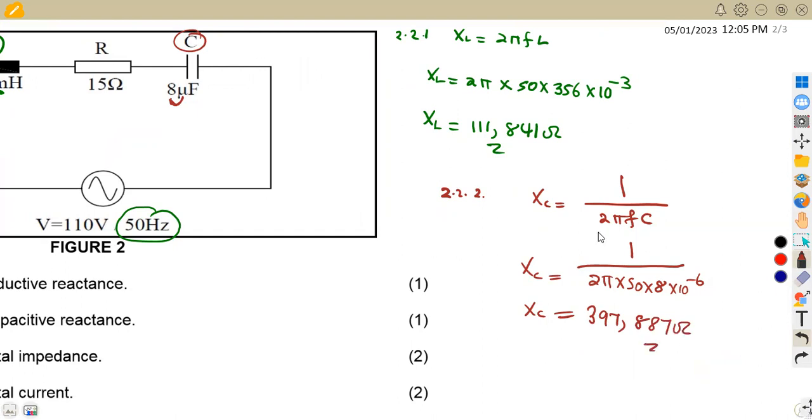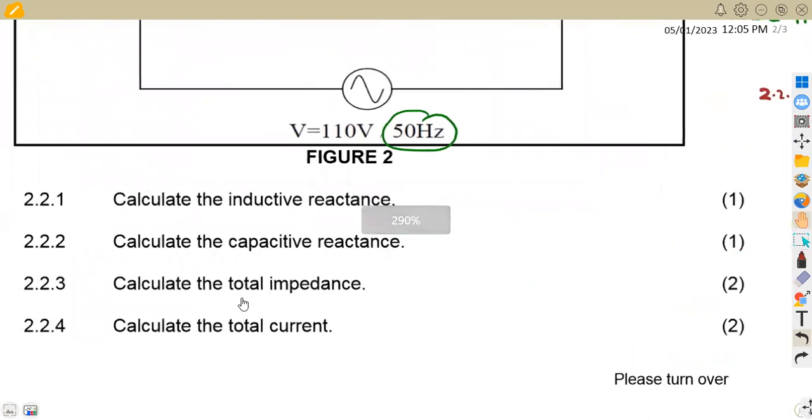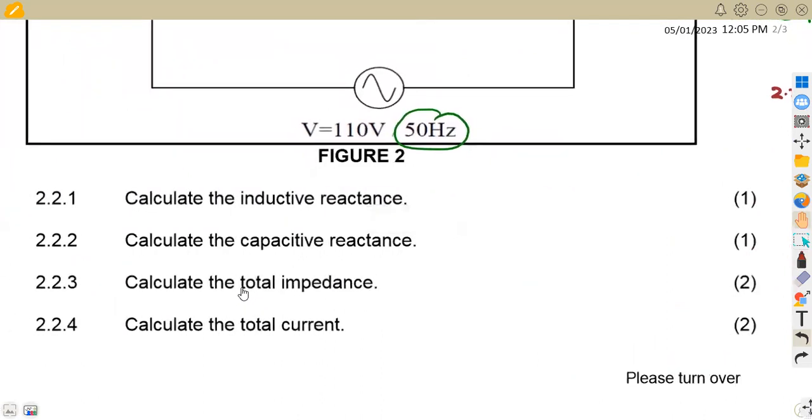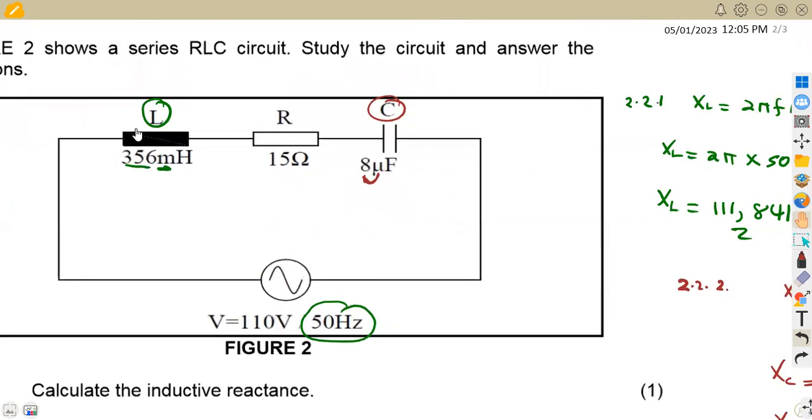ohms. So this is what you're going to have to 3 decimal places. We have got the value of XC, then the total impedance of the circuit, all right? The total impedance of this circuit that you're given. So remember that this is RLC.